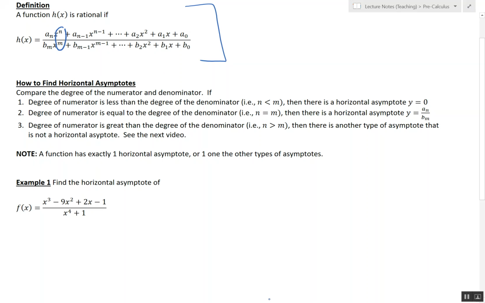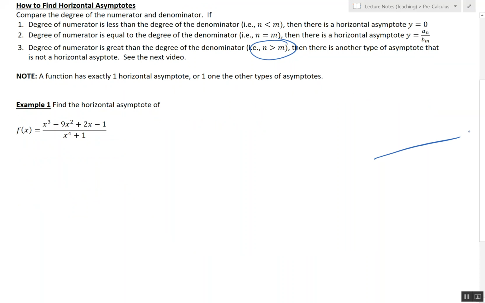Now, if the degree of the denominator is larger, so that's case 1 here, then it's just automatically y equals 0. No ifs, ands, or buts. No other value will work. But if we have equality, then we also have to take into account the leading coefficients, and y is just going to be equal to the ratio of the leading coefficients. And then, if the degree of the numerator is higher, that will be the subject of our next video.